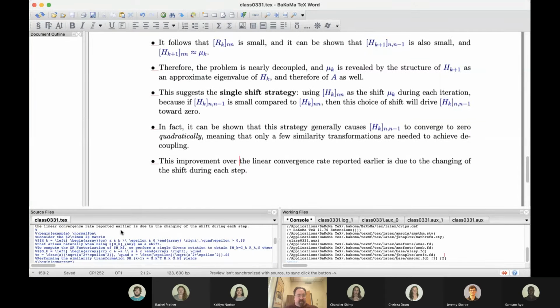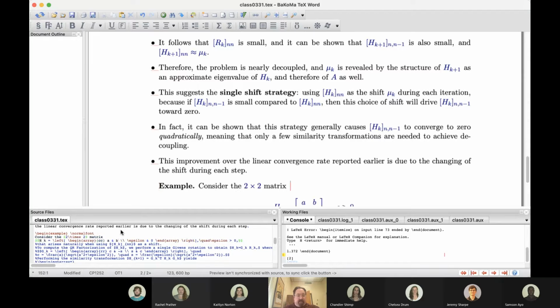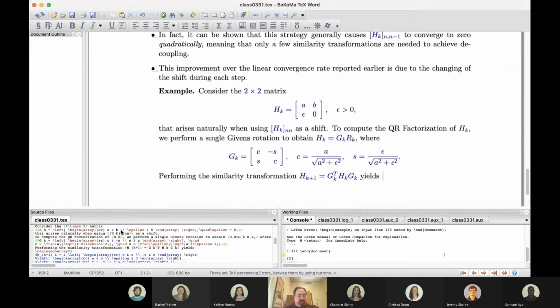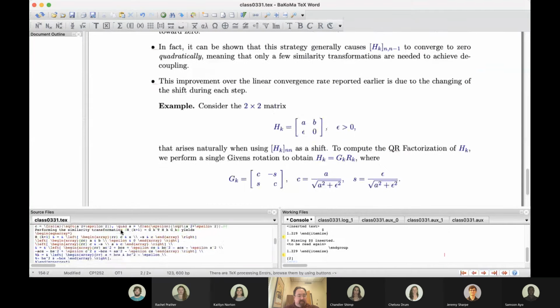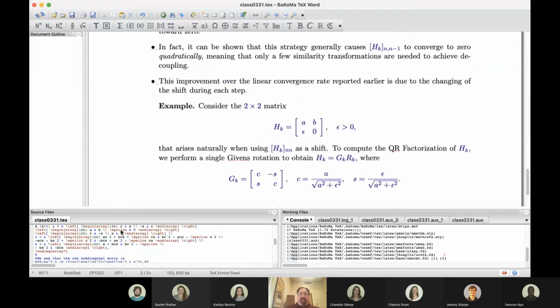So now I'm going to show you an example to get an idea as to why we get this quadratic convergence. Okay, so just a 2x2 example.